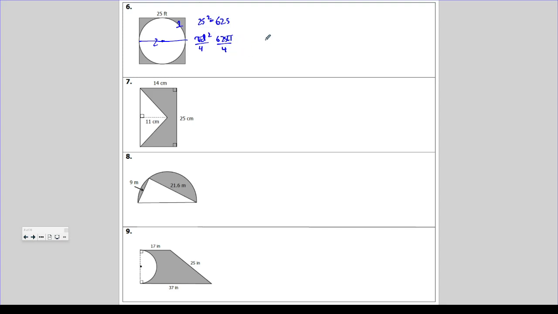So subtracting those, again, they don't combine because one has pi and the other doesn't. So we have 625 minus 625 pi over 4. And our units are going to be square feet. So that's how we do the subtraction ones. We identify the large shape and then take away any unshaded parts.